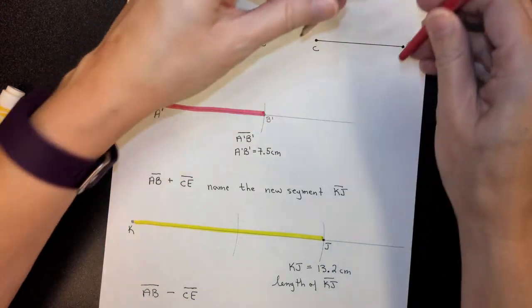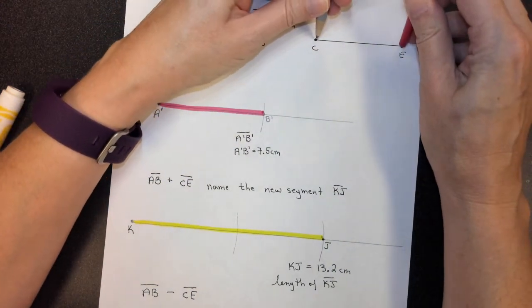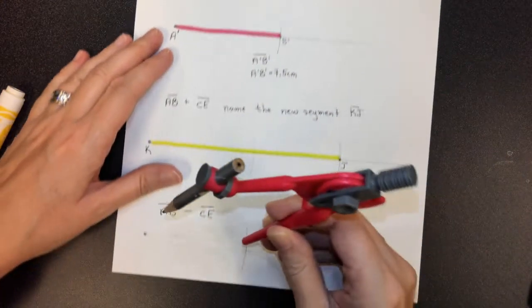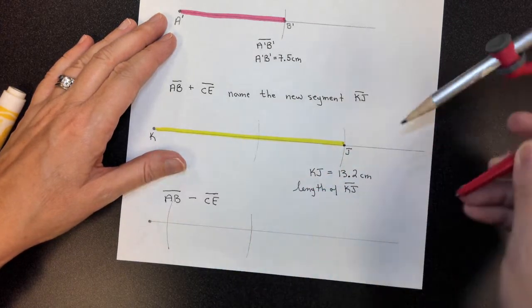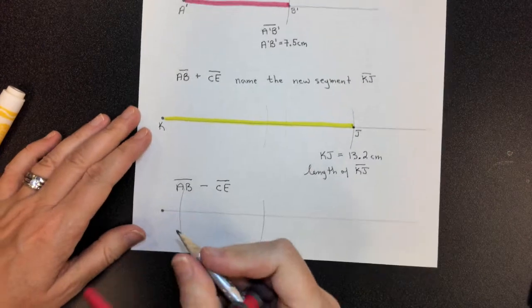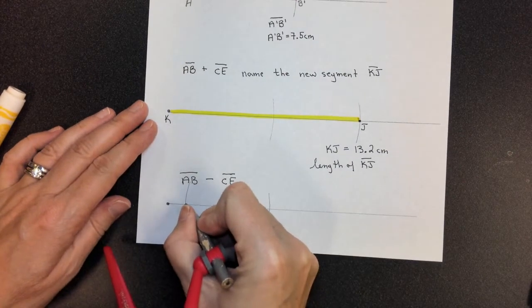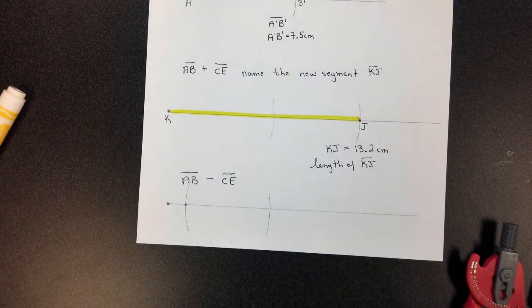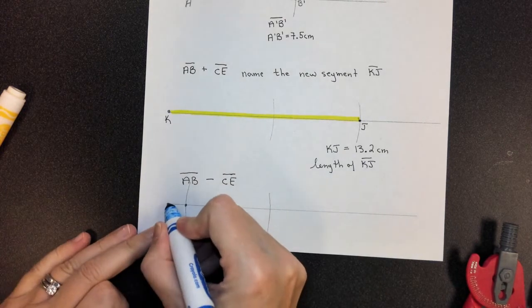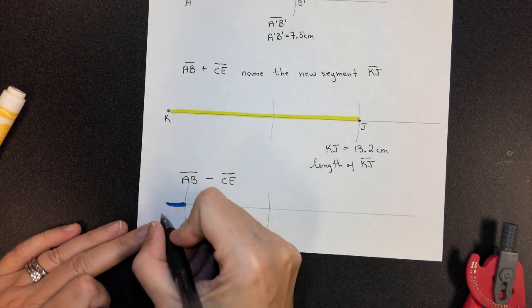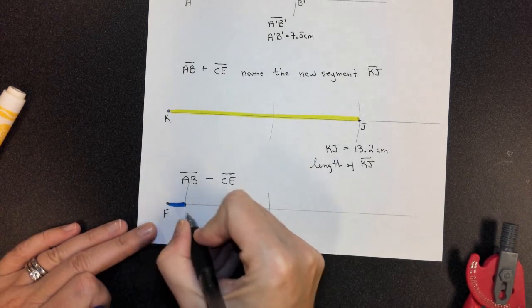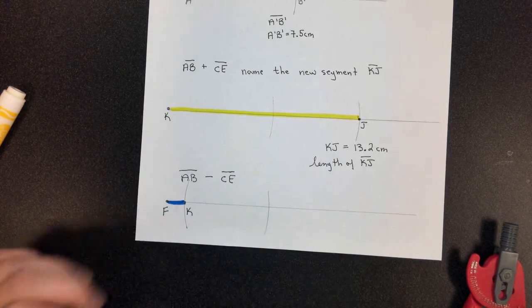So, measure CE. And now we go backwards. That means our new segment is going to be right here. I did not ask you to give it any certain letters, so we can just call it FK if we want. All right?